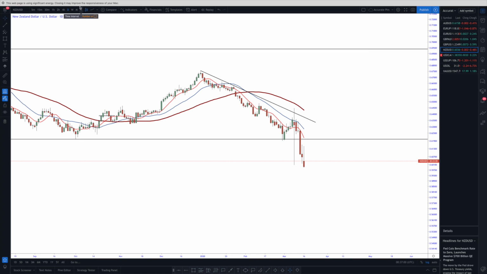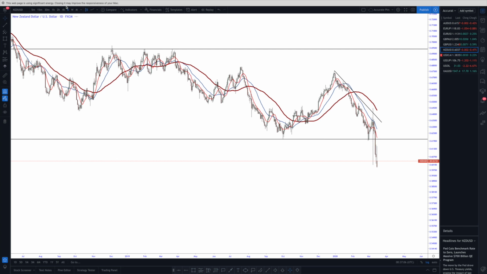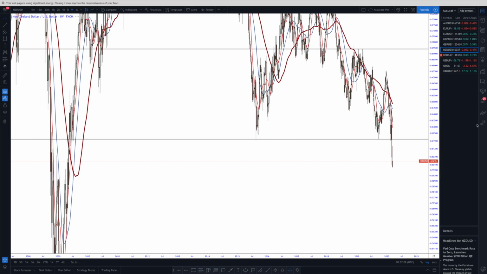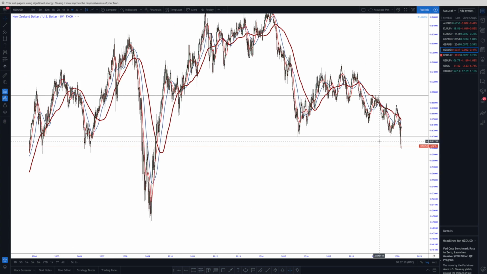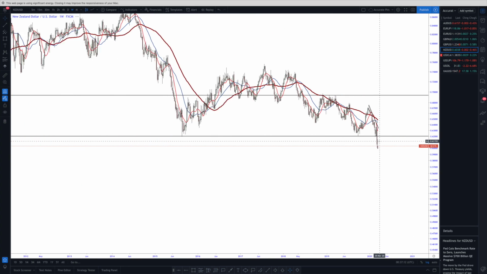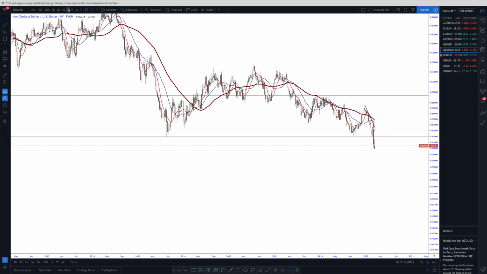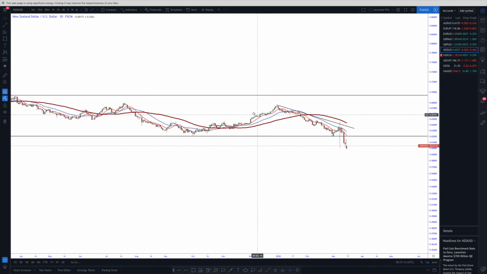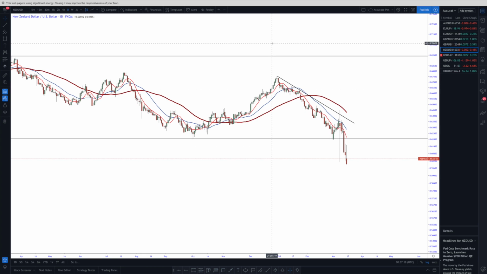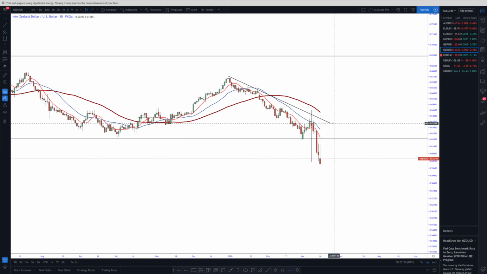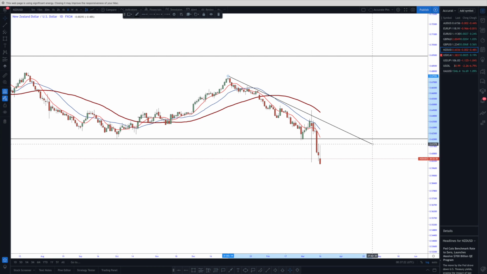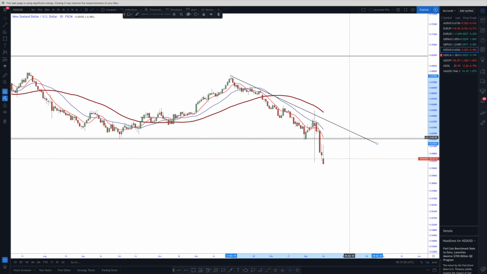Looking at it on a daily time frame for NZD USD, now go back to weekly. Yeah, I'm not really seeing much. Probably not going to trade this pair this week, unless I see the market come back up and react off my descending trend line, then I'll look to get in. But for now, I'm just going to leave this pair.